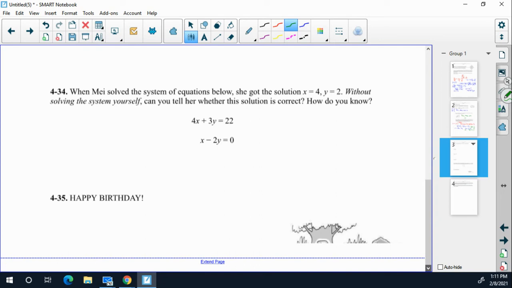So, it says, how can we prove, without solving it, that she solved the systems of equations correctly? So without actually doing it. So she's saying that x is equal to 4 and y is equal to 2. What can we do to see if it's correct? To see if she's correct.